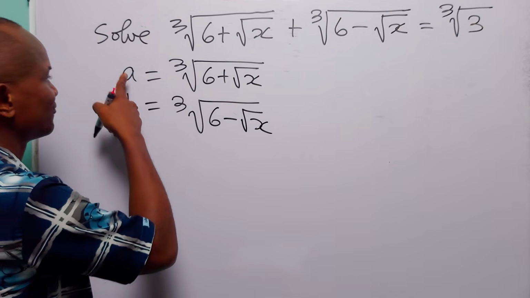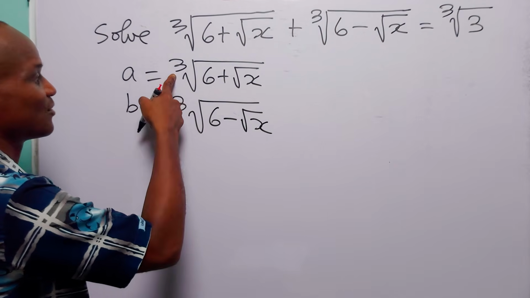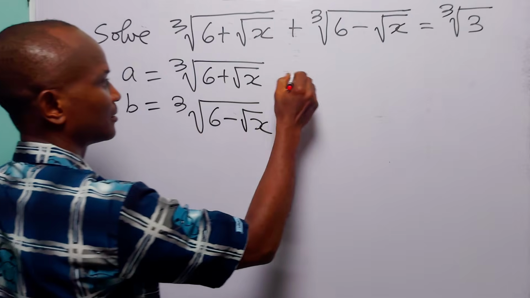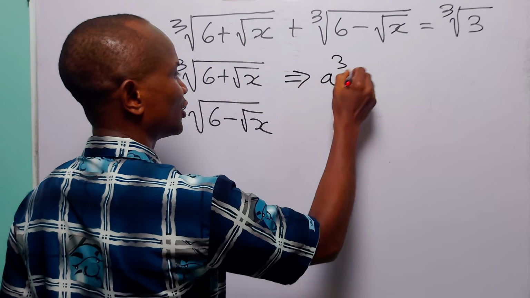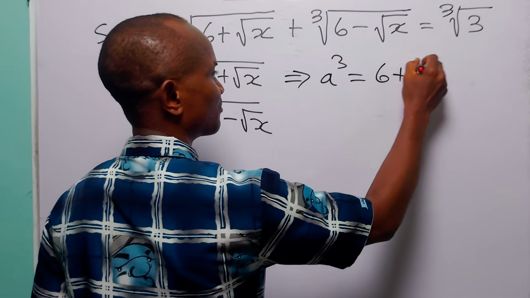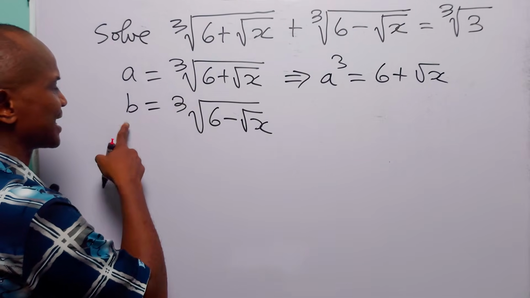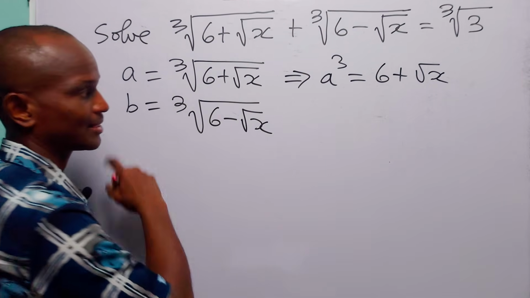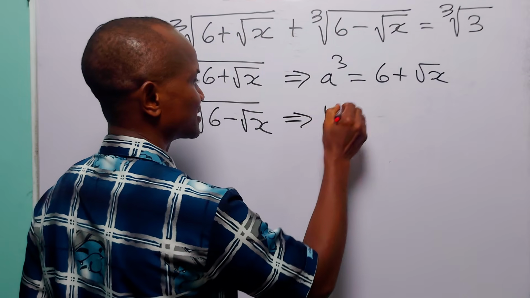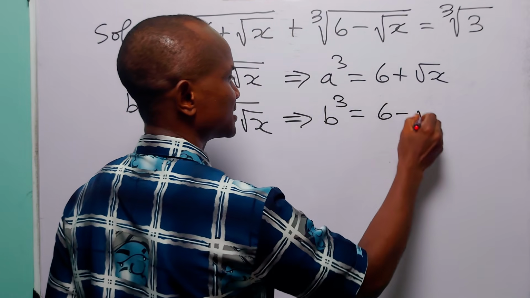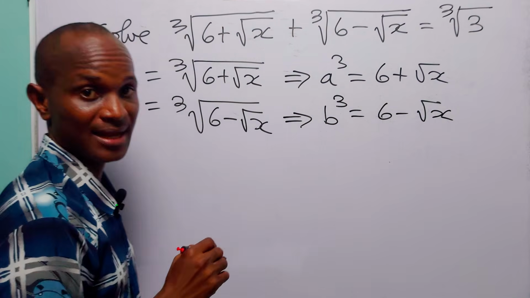Now, of course, you know that if we raise both sides of this first equation to power 3, then we have that a cube is equal to 6 plus root x. And in the same way, when we raise both sides of this second equation to power 3, then we have that b cube is equal to 6 minus root x.